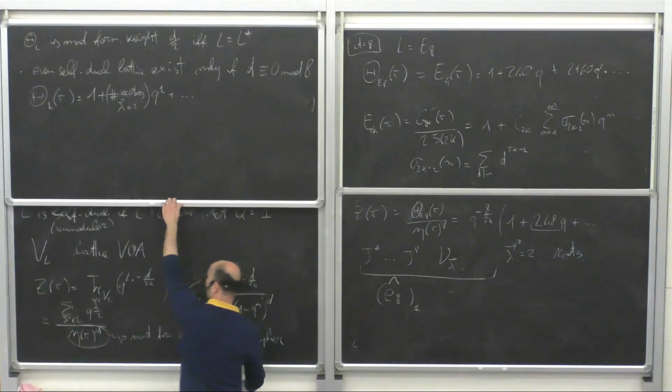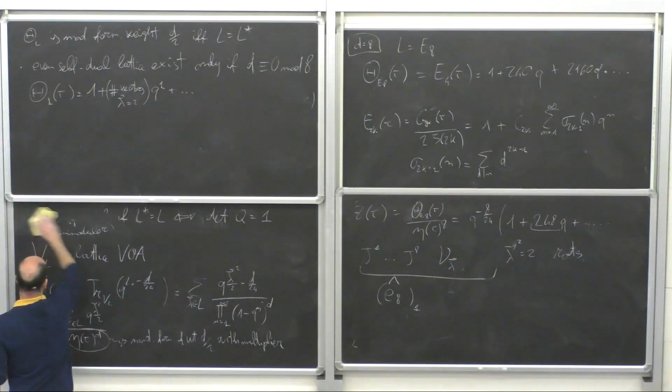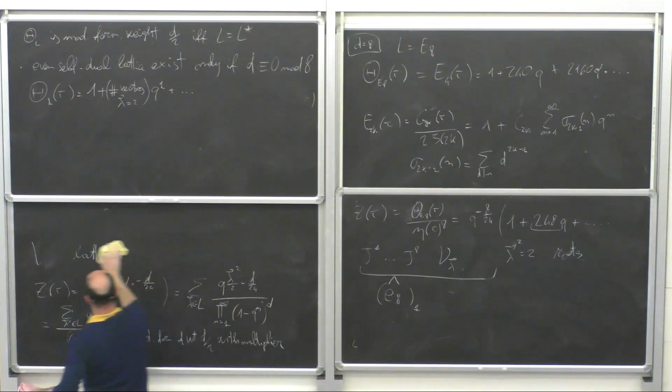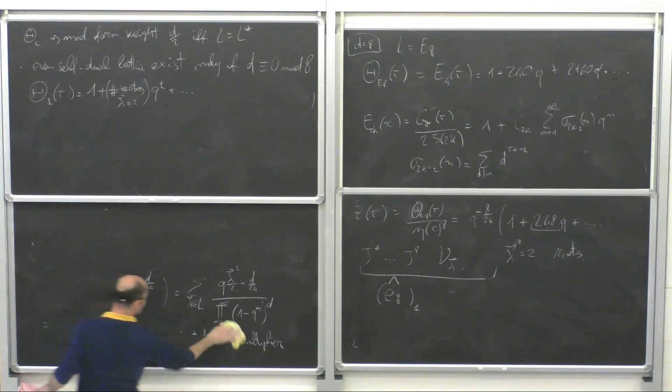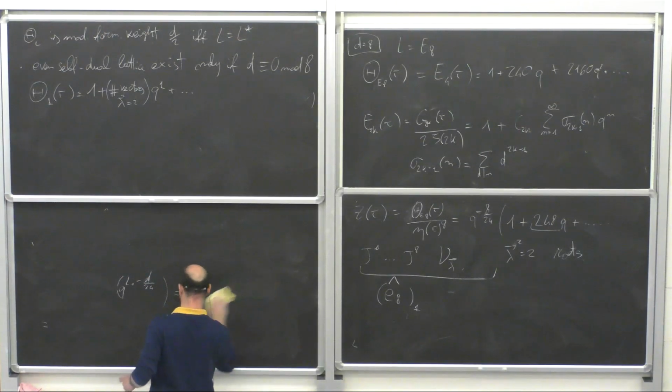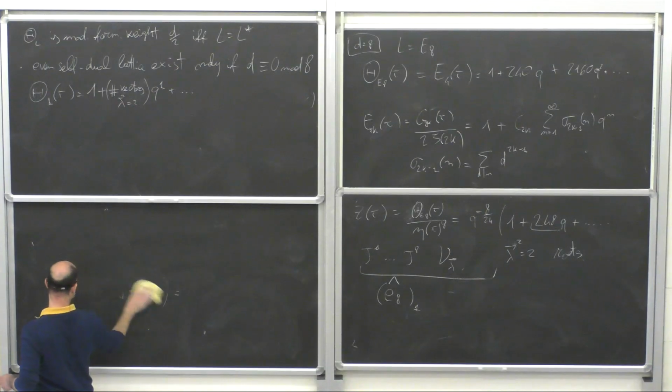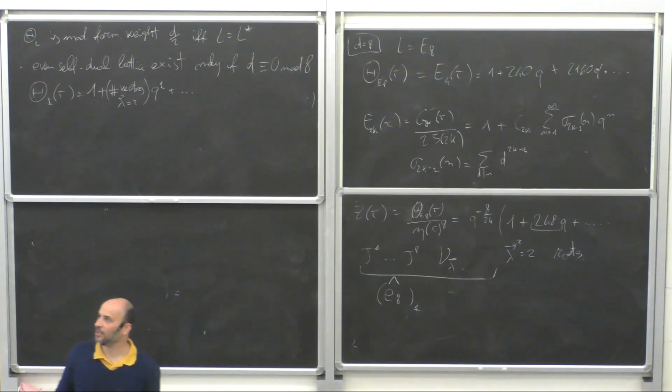So you can take d equals 16. Then you have two lattices. I'm super late. What time should I finish? At 11? Trying.